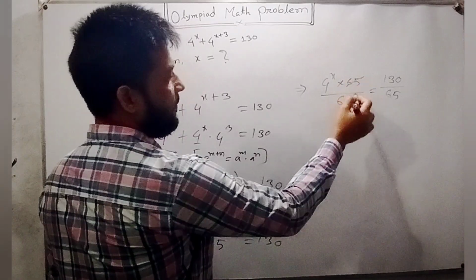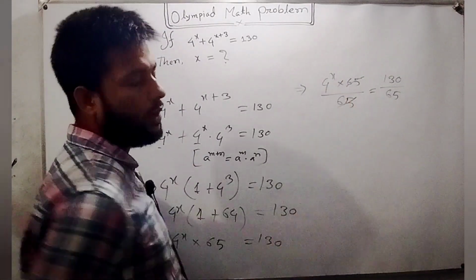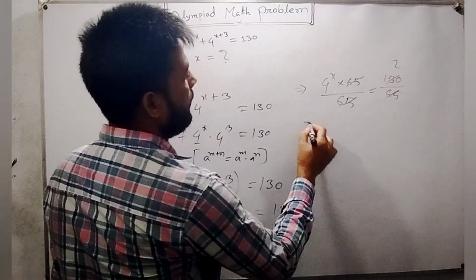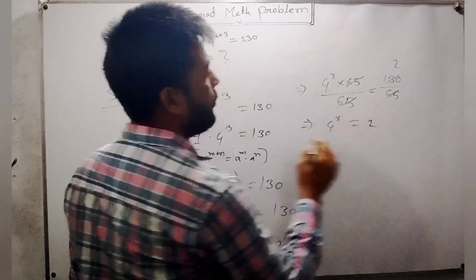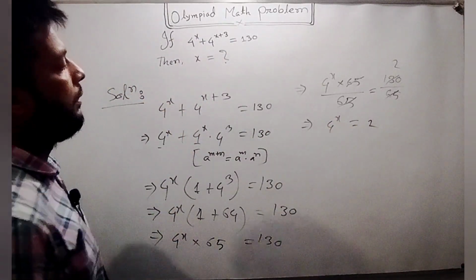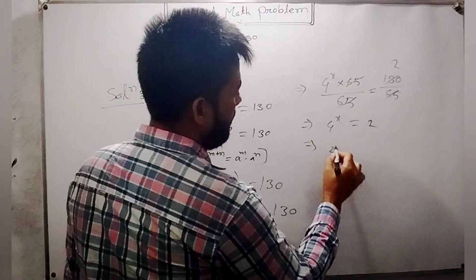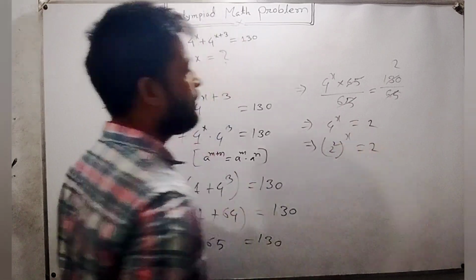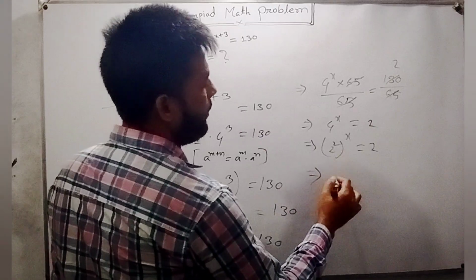Then we may cancel 65 and 65. And if we divide 130 by 65, it makes 2. Then we write 4 power x equals 2. And if we solve these terms, we may write 2 power 2, whole power x, equals 2.